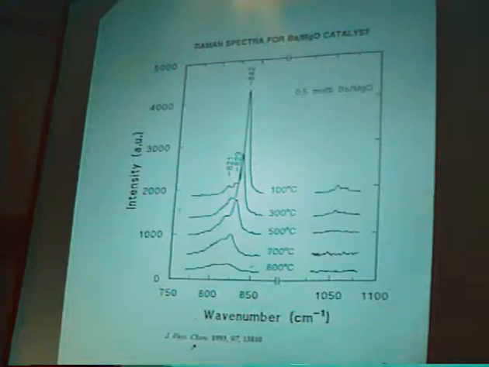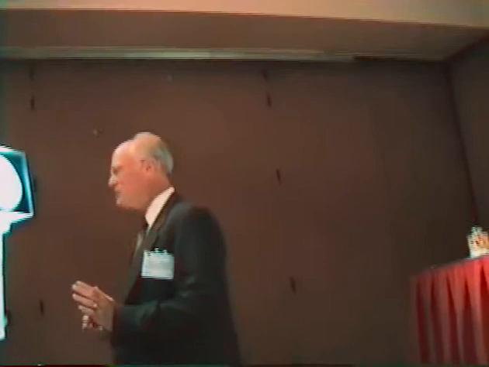So in one sense, we're able to obtain an in situ spectrum. That is, in the presence of pure oxygen, we can see the peroxide under conditions in which one would expect oxidative coupling, 800 degrees C. But on the other hand, when methane is introduced, the spectrum is dominated by the carbonate ion, and the peroxide decreases beyond our detection limit.